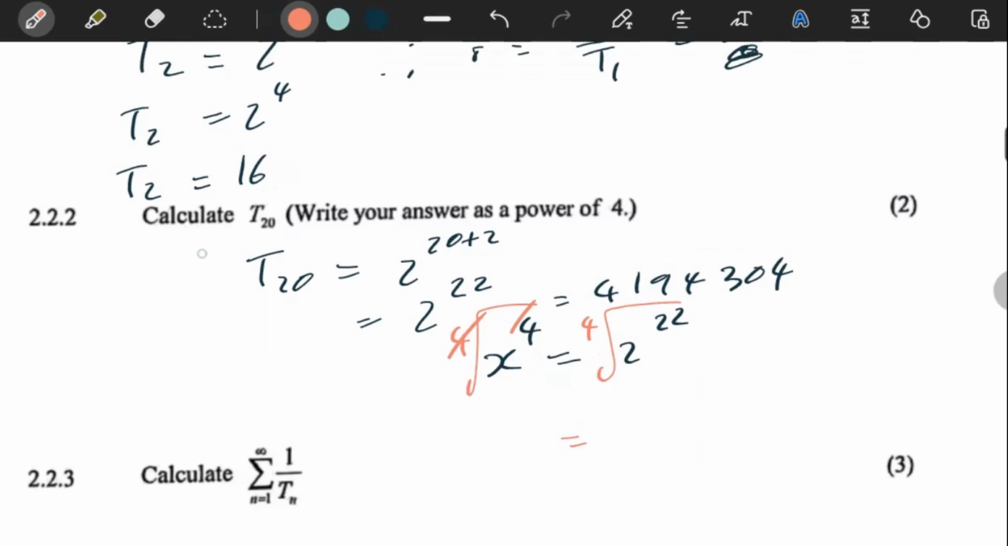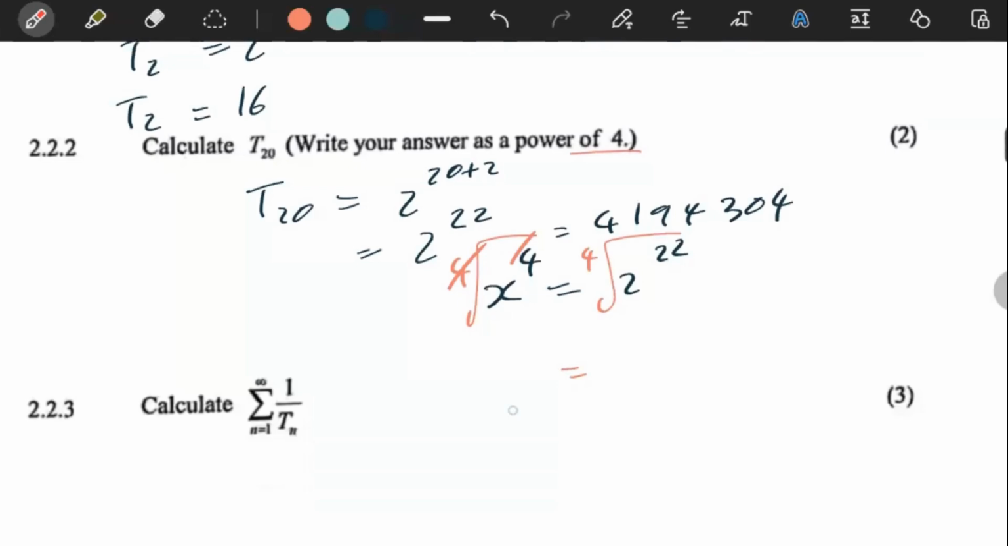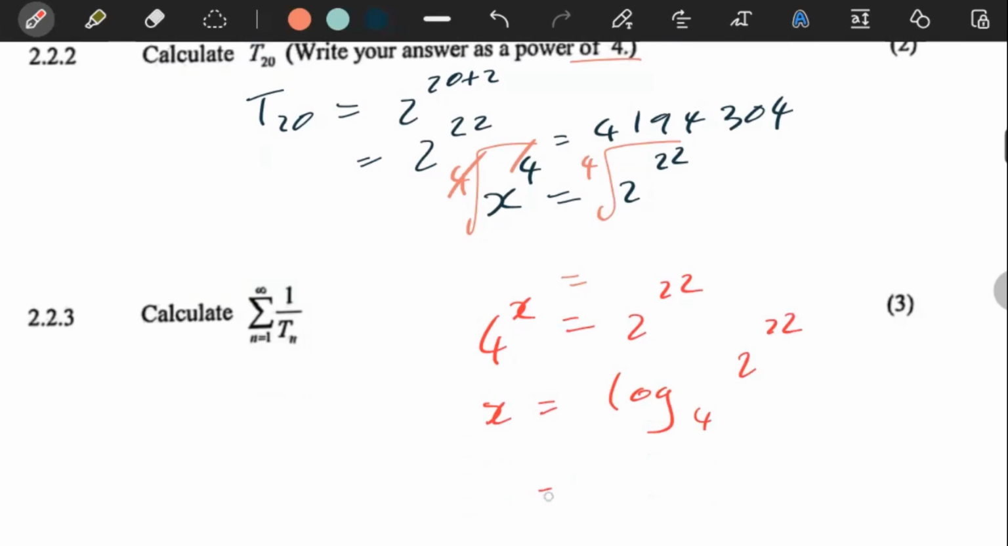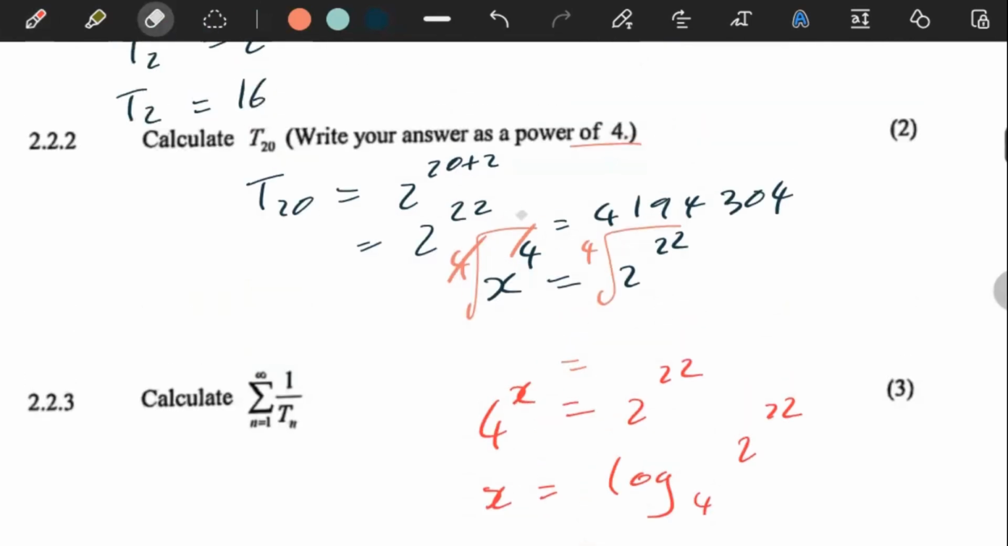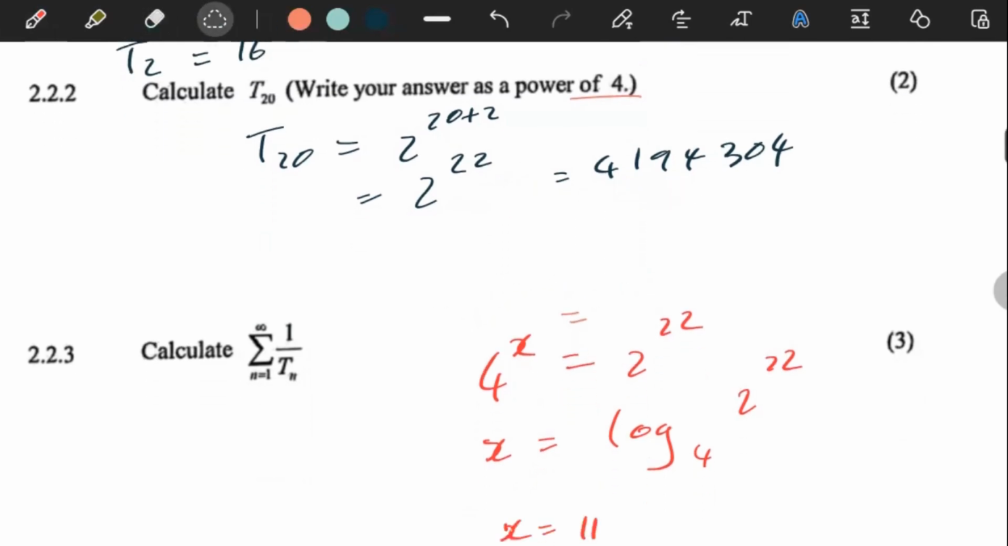But let me try that again. Write your answer as a power of 4. So maybe 4 must be the base. Let me try 4 as the base. So this would be x is equal to log base 4 of 2 to the power of 22. Okay, let's try that. Yeah, that's better. So our exponent is not a 4. Our base has to be the 4.